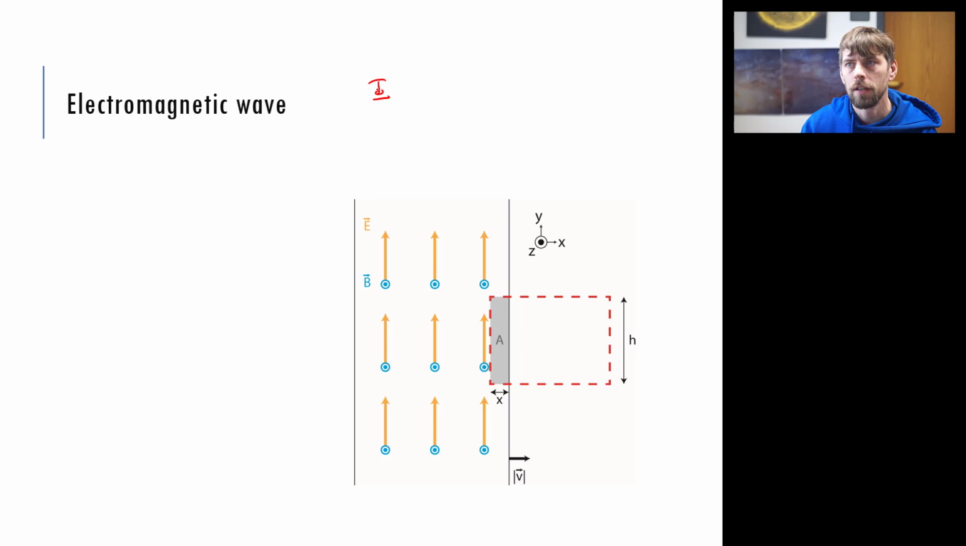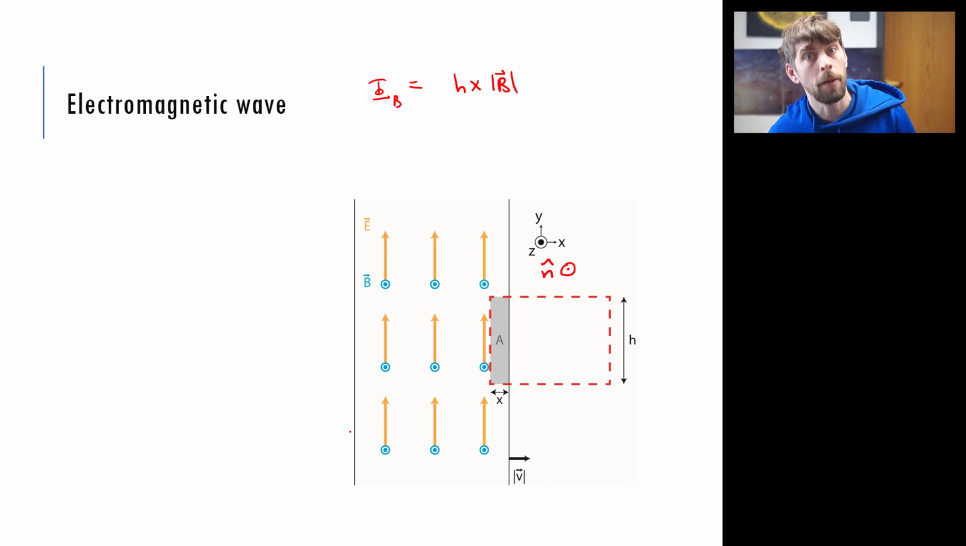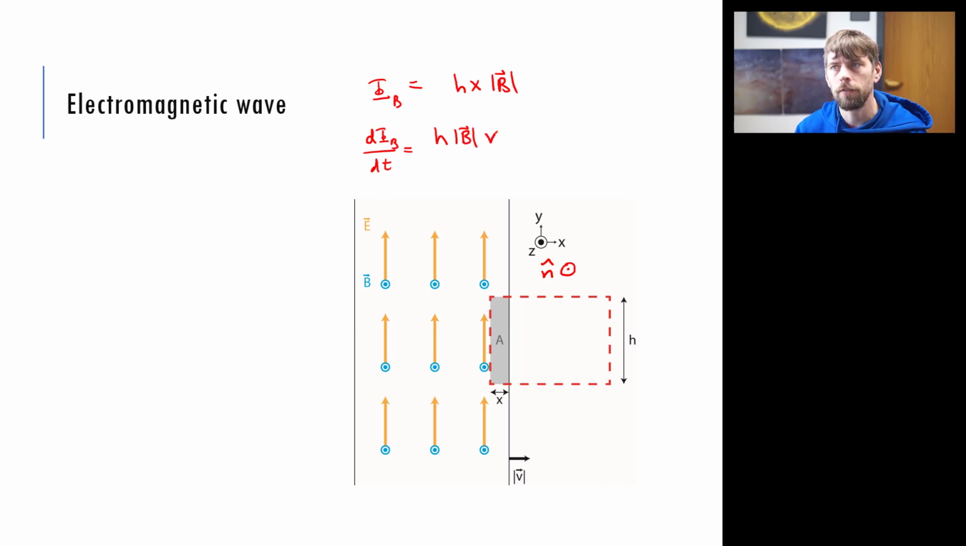We know that the magnetic flux will be given by the height times x times the magnitude of the magnetic field. We'll say that n hat is pointing in the z direction, parallel to the magnetic field. And so we know from our previous work that the change in the magnetic flux must be equal to the height of my rectangular loop, the magnitude of my magnetic field, and the speed at which this region is moving.